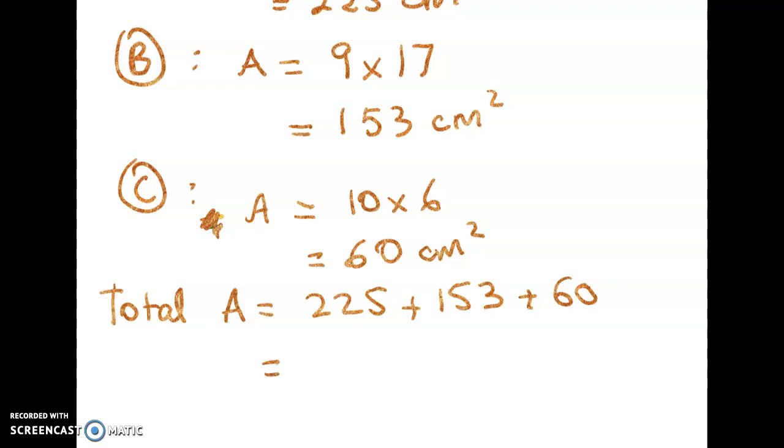Let's see, 400, and it's going to end in an 8. Doing this very badly, aren't I? 200. Let's just think about it. 225 plus 153 gives me 378, plus 60 gives me 438 centimetres squared. Of course, guys, you can use your calculator for that.